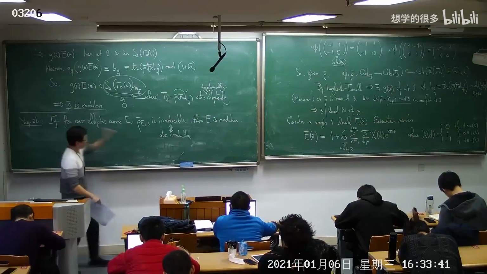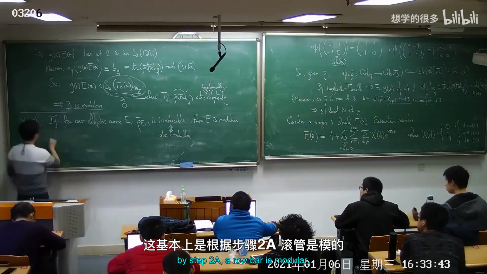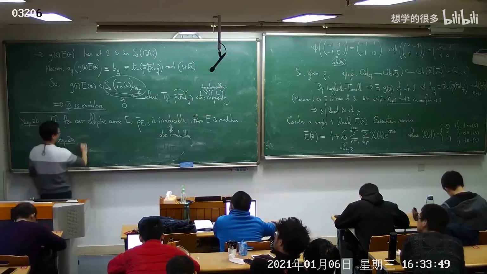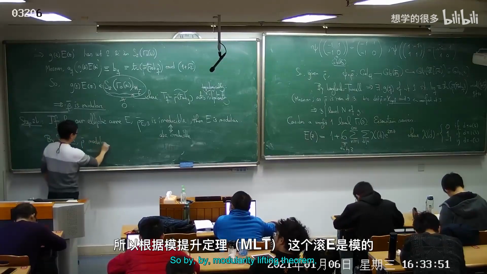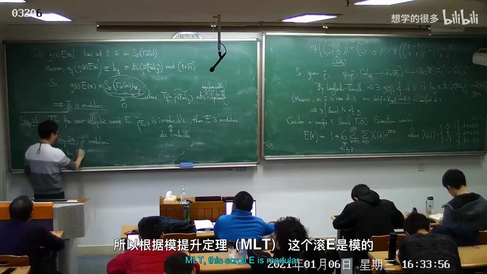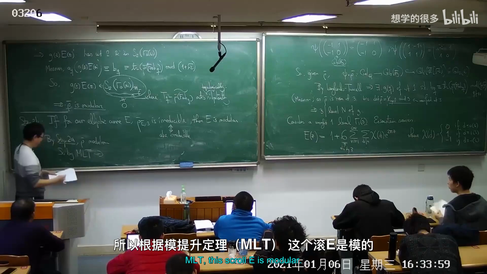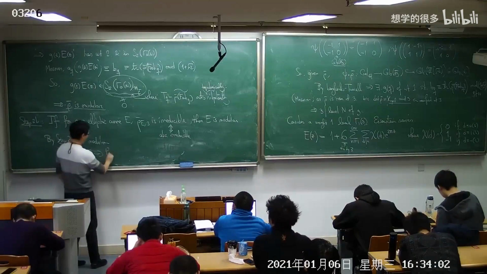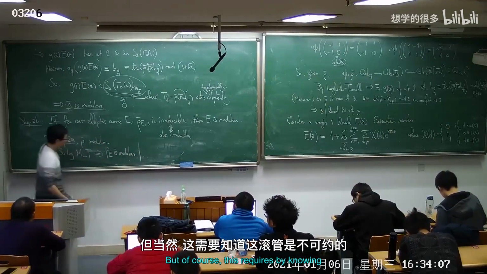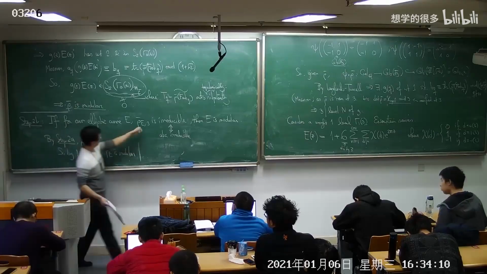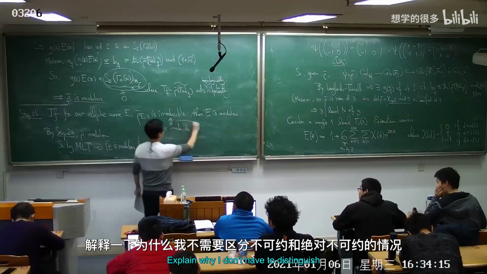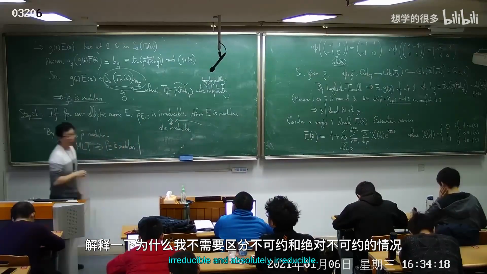I'll say that in a minute. This is basically by step 2a. Rho bar is modular. So by the modularity lifting theorem, MLT, this rho E is modular. Okay. But of course, this requires my knowing that rho bar 3 is irreducible. Let me just quickly explain why I don't have to distinguish irreducible and absolutely irreducible.